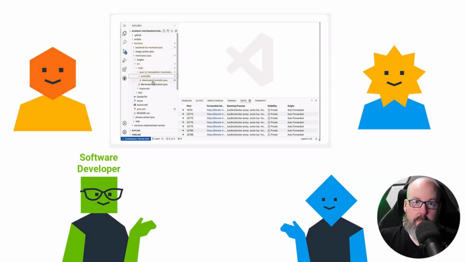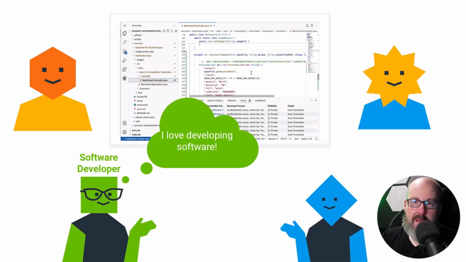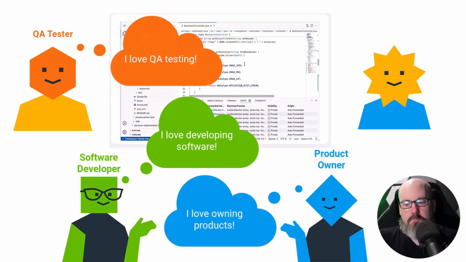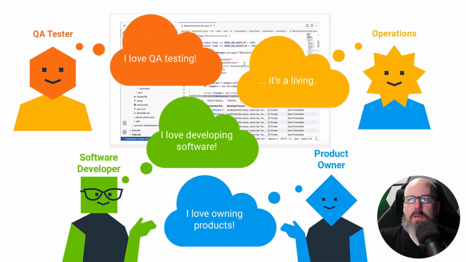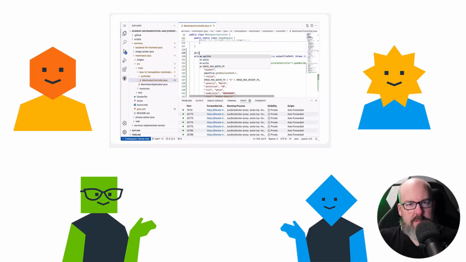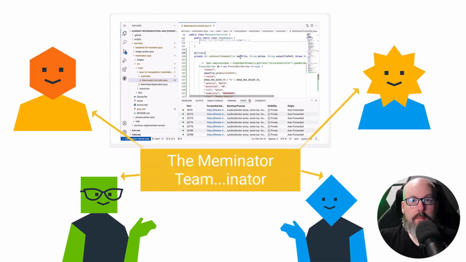Say you're a software developer on a team of engineers, an application team. Now, you might be a product owner, a QA tester, someone in operations, or an SRE. Either way, you have to really care about the performance of an application. This application is called Memenator.